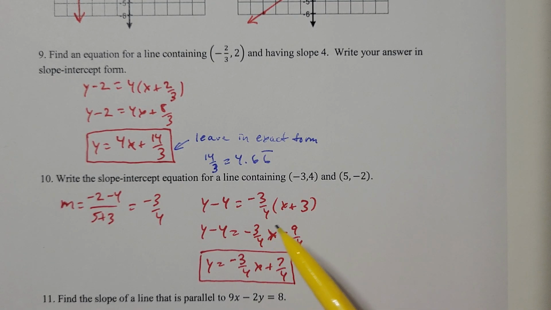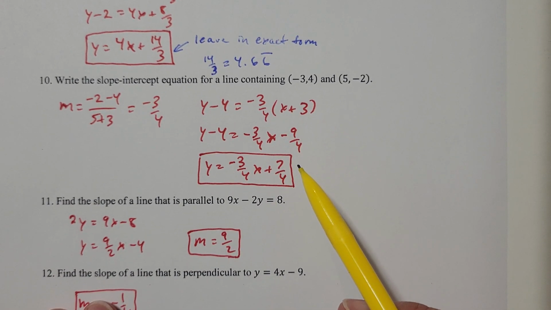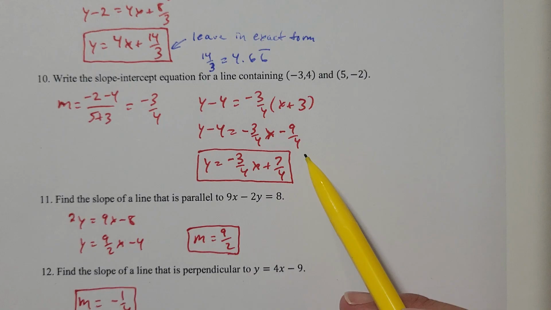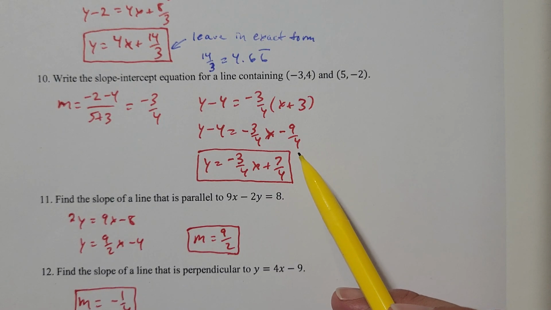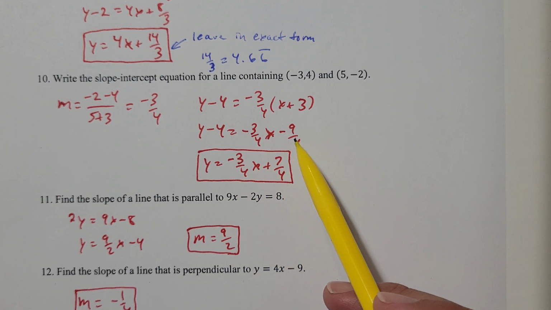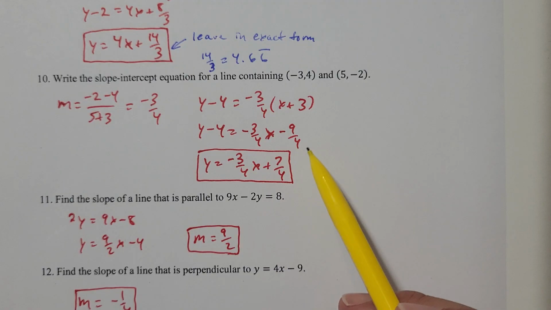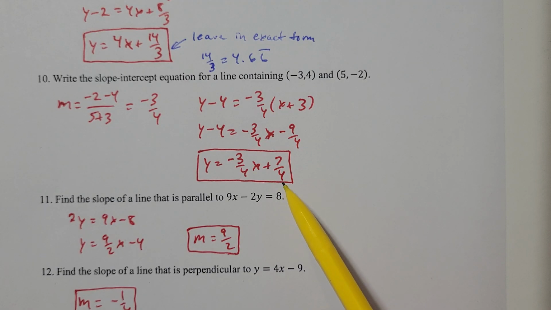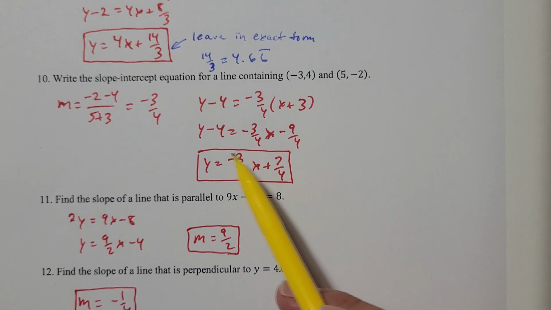Let's see, if I distribute the -3/4, y minus 4 is equal to -3/4 x minus 9/4. And then if I add 4, let's see, 4 would be the same as 16/4. So I got y equals -3/4 x, and then -9/4 plus 16/4, that'd be 7/4. Okay, so go ahead and circle that.